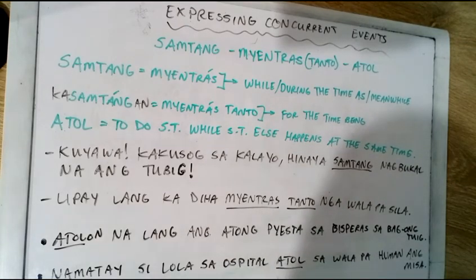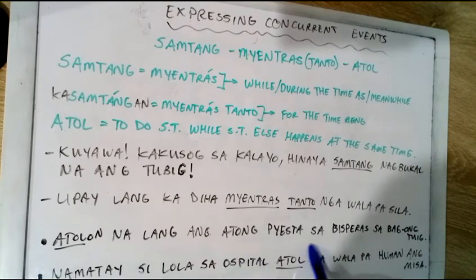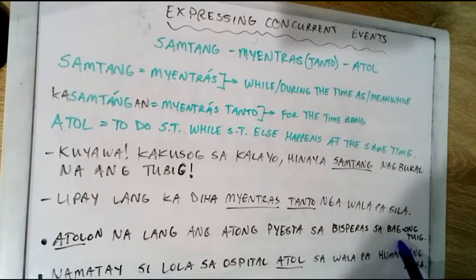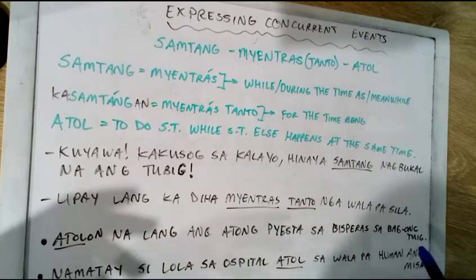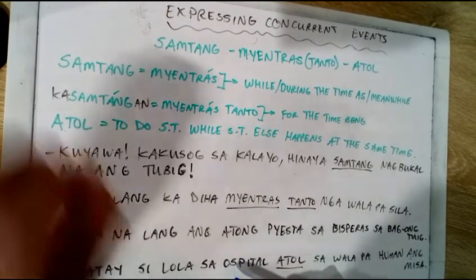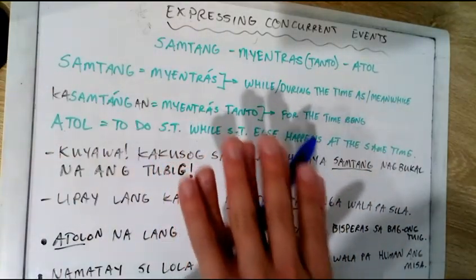The last one, atol. Okay. So pay attention with me on this one, because this one is a verb that we can just change things to. Atolo na lang ang atong piyesta sa bispera sa bagong tuig. Okay, so it just means that we'll have our party coincide with New Year's Eve. Our party will just coincide with New Year's Eve. That's what atol means. So again, it's an event. You're doing something while something else is happening. So you're just gonna have them concurrently together.